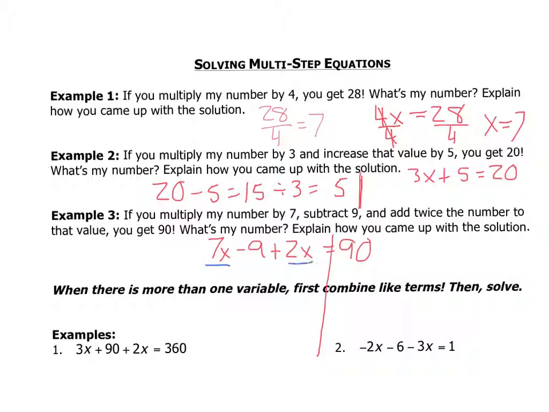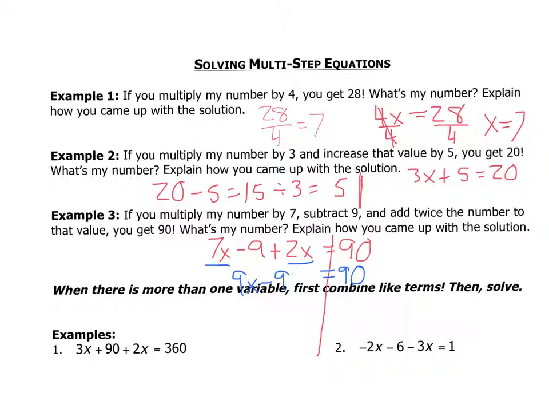So 7x and 2x makes what? 9x, right? So I have 9x minus 9. Sorry, it's kind of running into the words. Equals, sorry. Always put your equal sign on the line. And then we can solve.